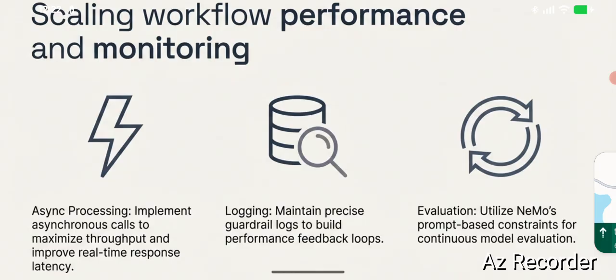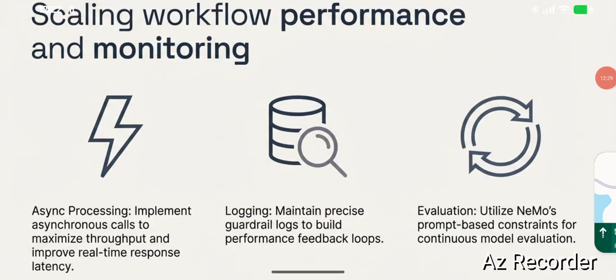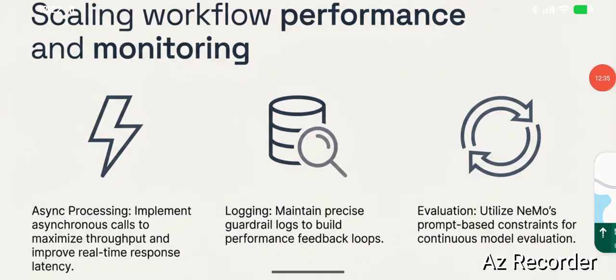Now if we want to implement guardrails in a solution where we have millions and billions of users, how do we make it scalable and maintainable? In such a case, the guardrail agent and the other agents can be asynchronous, so the throughput is increased, and it improves the real-time response.